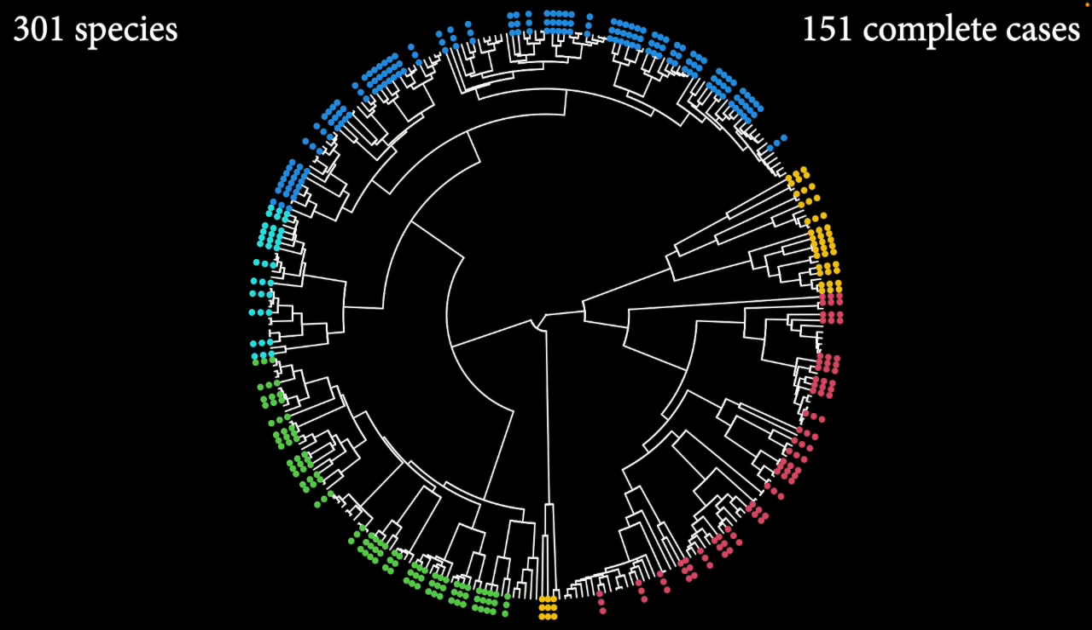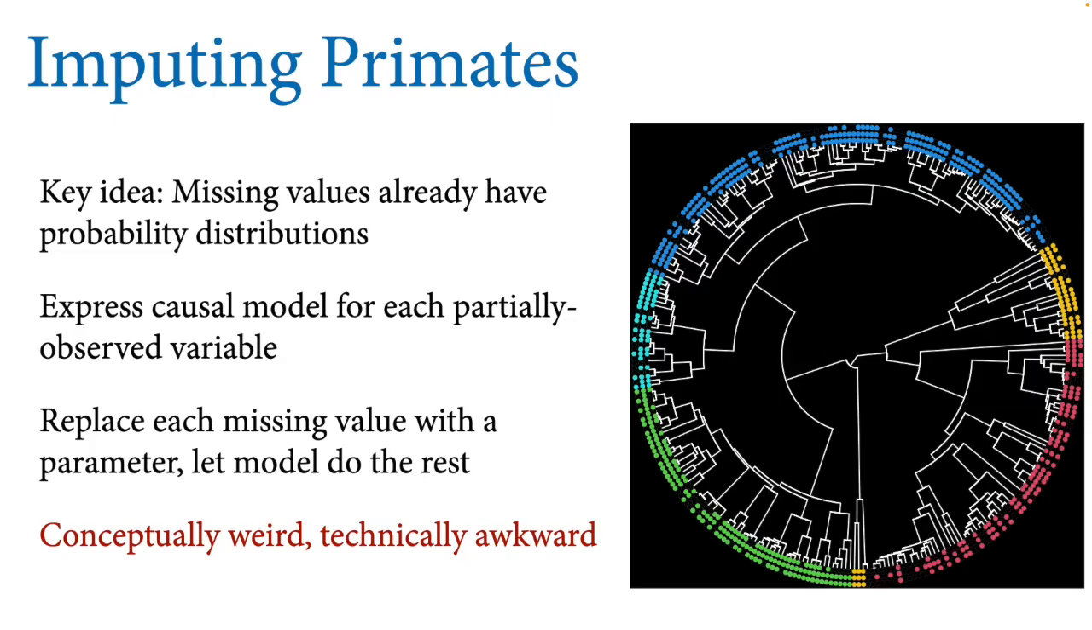And you see you end up with big gaps in certain parts of the trees because there are some species which are just not so glamorous as apes. Apes are quite well measured, but even in the apes, we're missing a lot of data. So we're going to impute some primates.